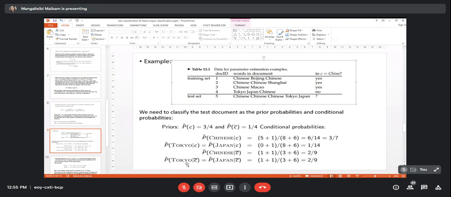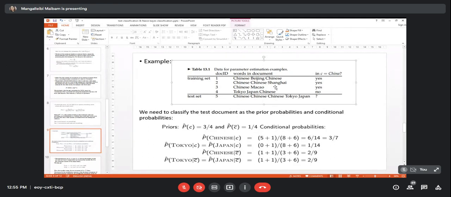Then Tokyo and Japan, the other ones. In not China class, Tokyo occurs 1 time, so 1 plus 1. Japan also occurs 1 time, so these two probabilities will be the same. So 1 plus 1 divided by 3 plus 6.